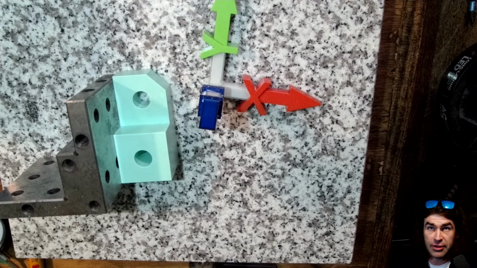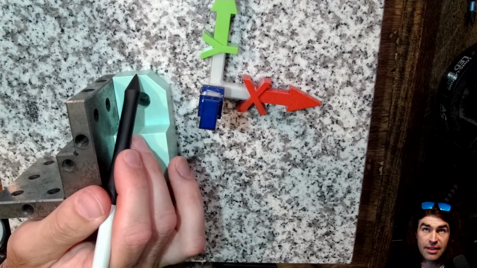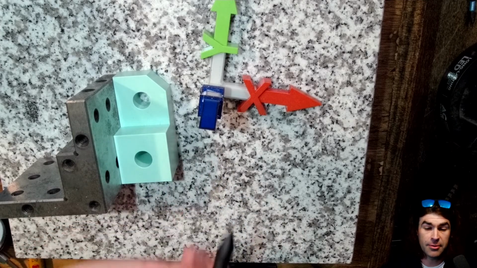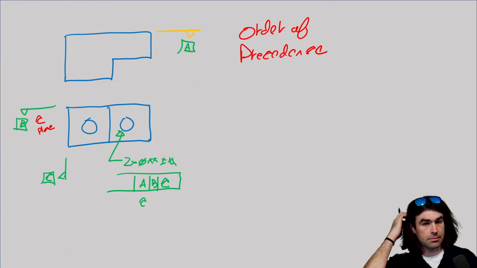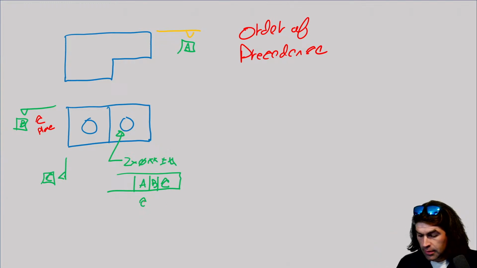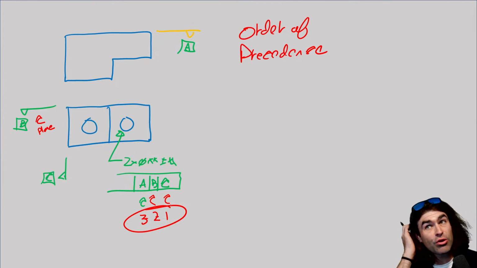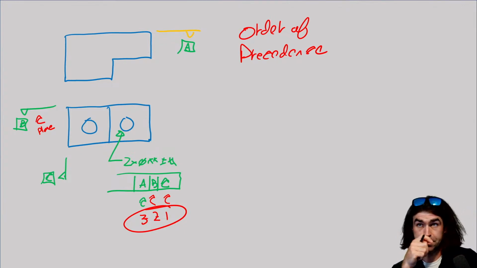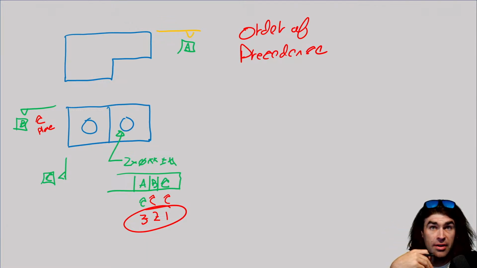If our drawing just had A and B, we wouldn't know whether they're measuring from this side, this side, or from the center for some reason. So A takes away 3, B takes away 2, C takes away 1. Those of you with a machining background probably recognize this 3-2-1 principle. This is how we can immobilize a part with planar datums.